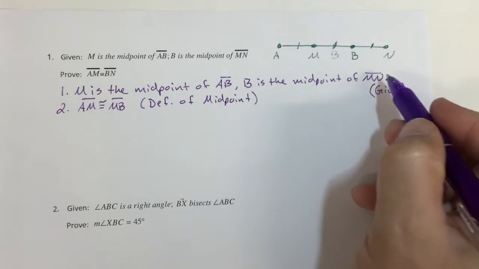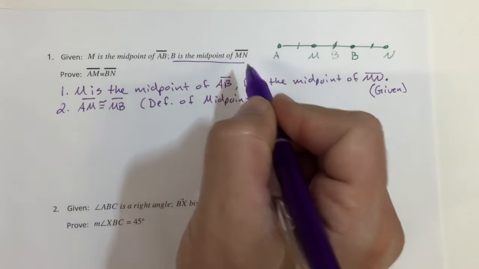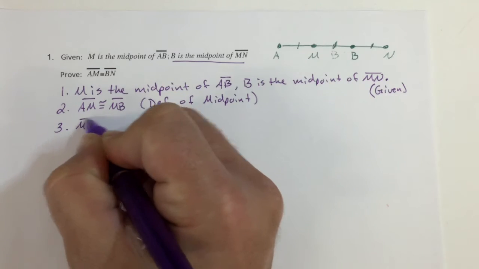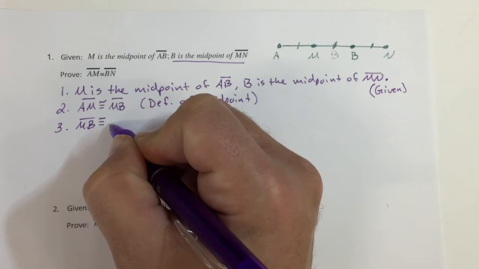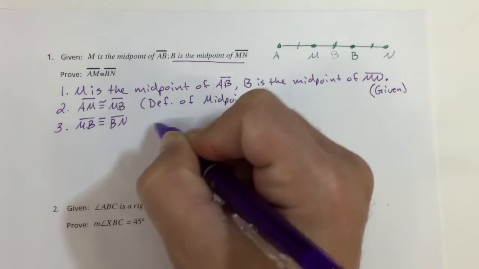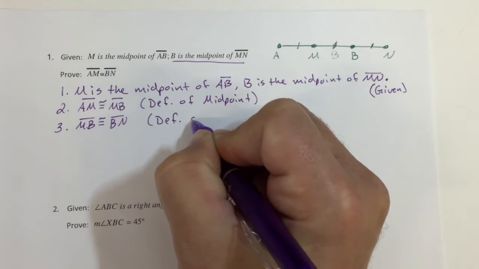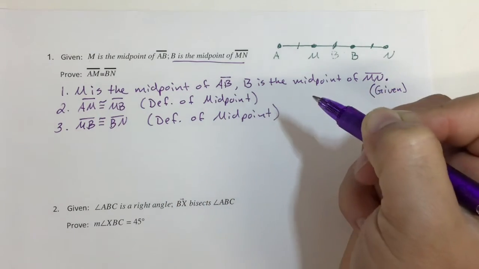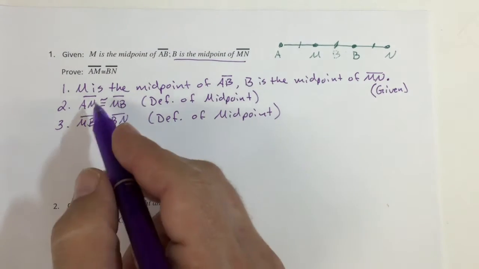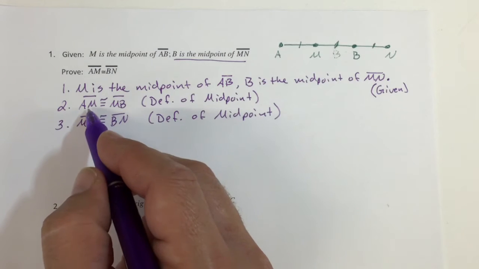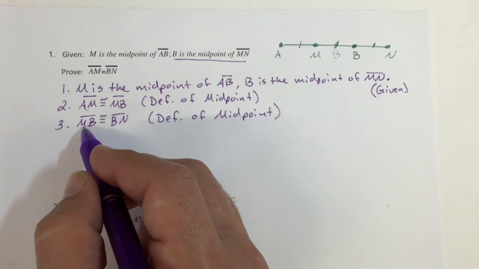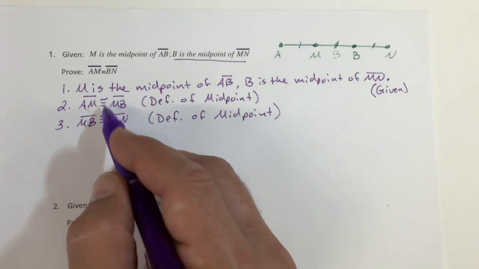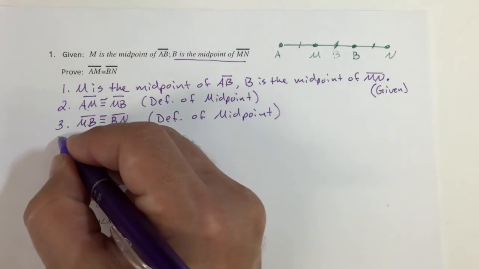But I can do the same thing for B, for this other part. I can say that MB is congruent to BN, again, definition of midpoint. Well, all we have to do now is link these together because AM is congruent to MB and MB is congruent to BN. Remember, we have a property that allows me to chain those together like a train, which is the example I gave in class.